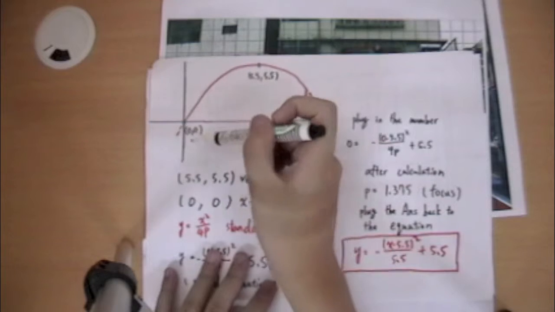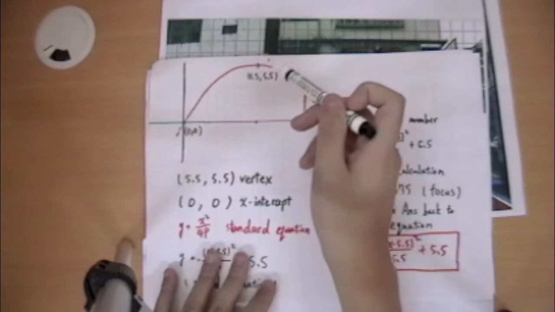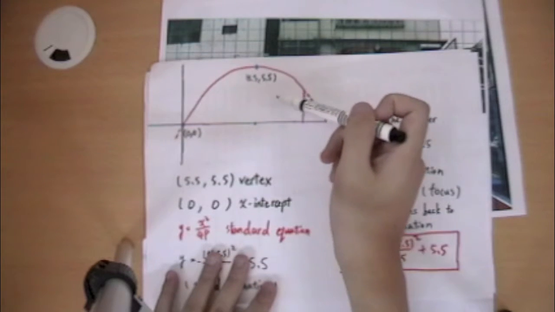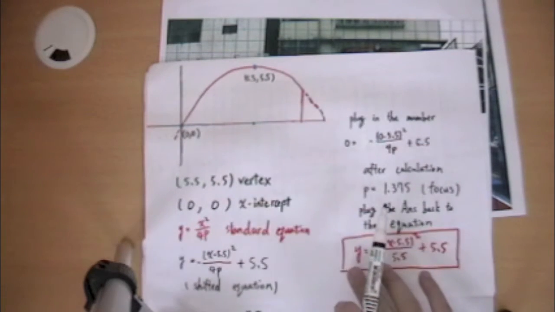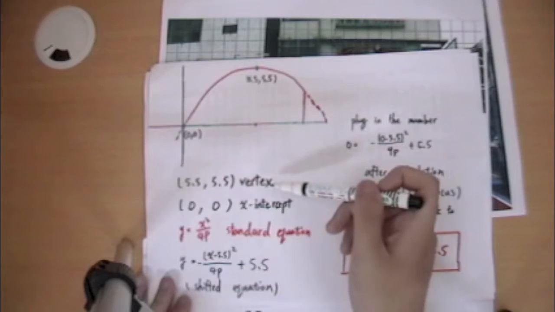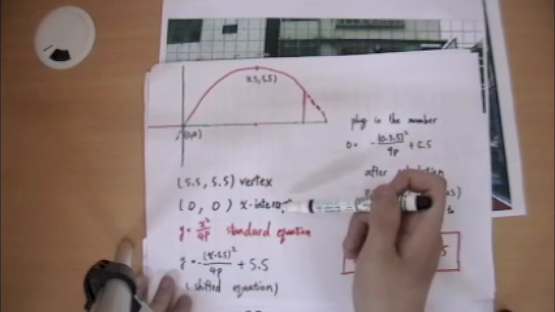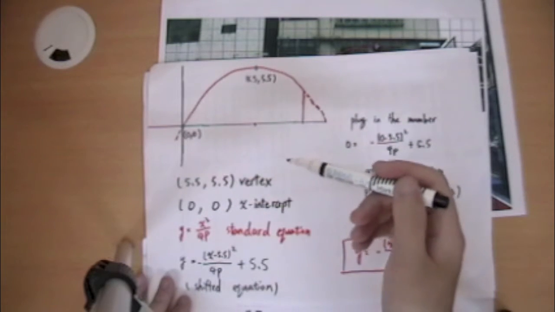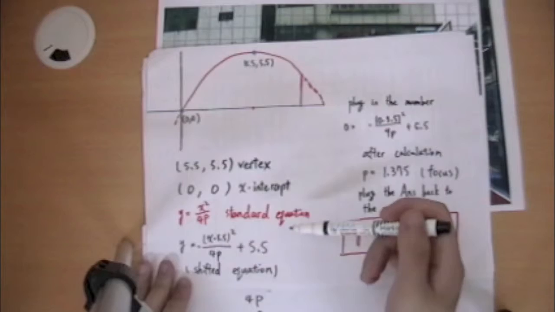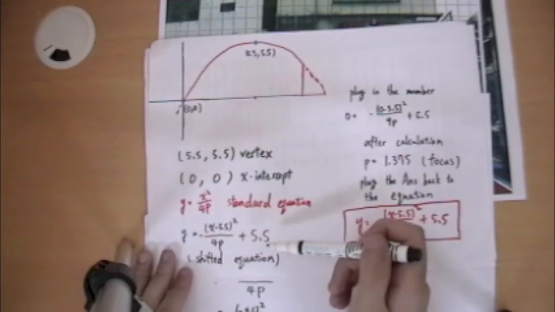As you can see, it starts from 0, the origin, and then passes to the maximum point, which is (5.5, 5.5). So (5.5, 5.5) is the vertex, and the origin is the x-intercept. We still use these 2 points to find the equation of the parabola. Now this is the standard equation, and then we do the shifting, and we get the shifted equation like this.